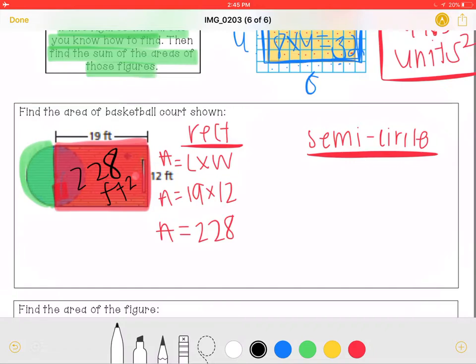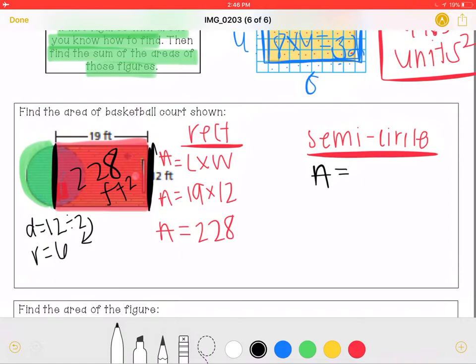And now let's find the area of our semicircle, which again, we were just practicing last lesson on areas of circles. So area of a circle. Now, careful what they give us. This is 12, so that means our diameter is 12, which means to find the radius we divide by 2, so our radius would be 6.